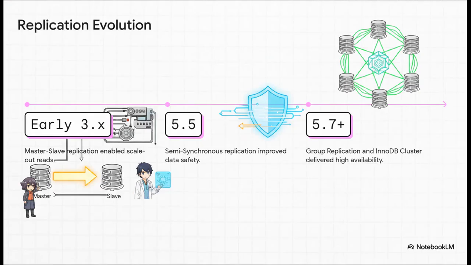But that was really just the beginning of the story. It kicked off this whole journey of innovation. As you can see, we start out with that basic master-slave model, which was all about getting big fast. Then, we move on to something called semi-synchronous replication, where the focus started to shift towards making sure your data was safe. And finally, we get to the modern era of high availability with group replication and InnoDB cluster, which is really all about resilience.